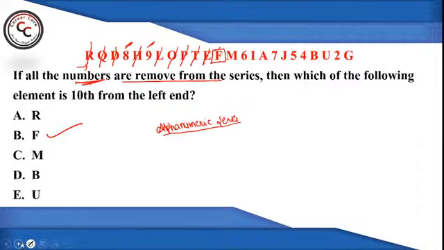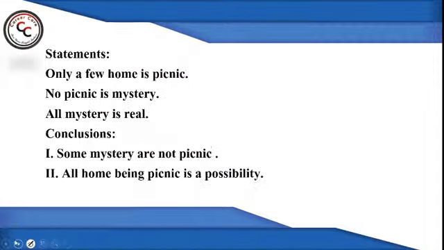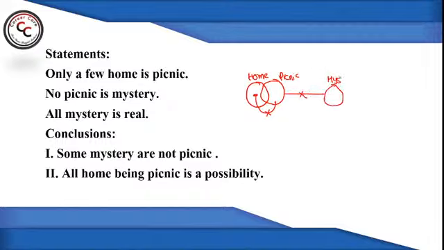Very good. Similarly, look at this particular question which we have got from syllogism. What does this question say? Only a few home is picnic. Only a few, as I told, is a conditional sum. Some home is picnic. Some home is not picnic. No picnic is mystery. All mystery is real.